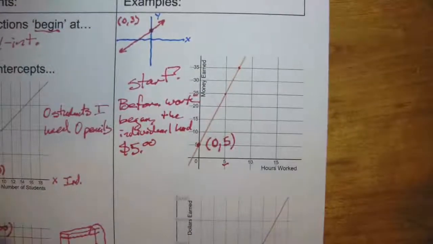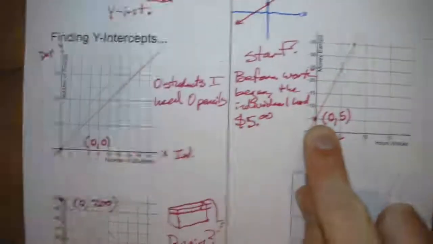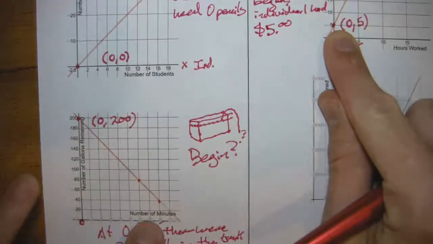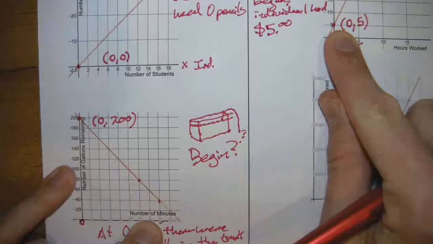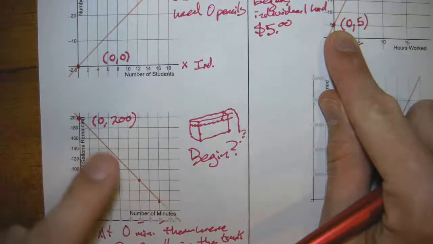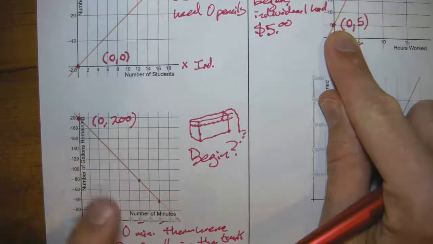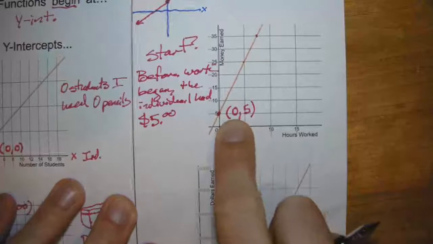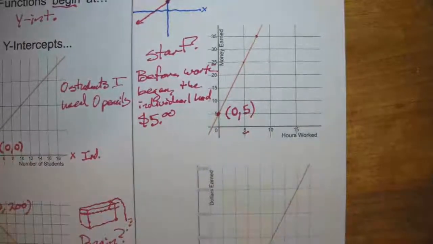And a lot of times with graphs, it's just as simple as looking at the graph, seeing the point, and understanding what it means. So if your x and y-axis are labeled, well, then we can figure it out pretty quickly. Remember, x goes first and y goes second. So at 0 minutes, we had 200 gallons in the tank. Or at 0 students, I need 0 pencils. Or at 0 hours work, the person already had $5. So we need to understand what it means.